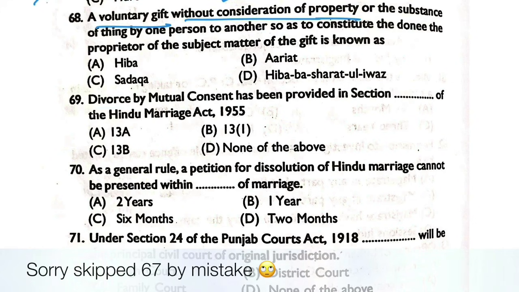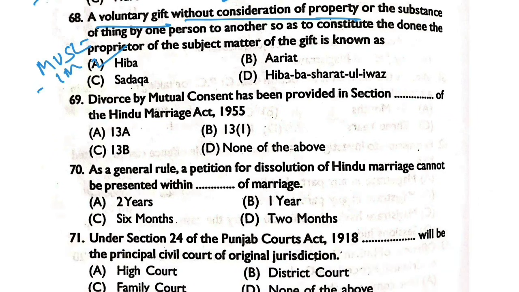Question 68: a voluntary gift without consideration of property or the substance of the thing by one person to another, as to constitute the donee, the proprietor of the subject of the gift, is known as. This question is not very well formulated English-wise, but I think what they mean to ask is what is the gift under Muslim law. So the answer to that is A, hiba.